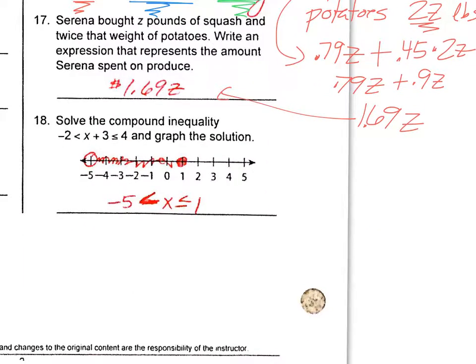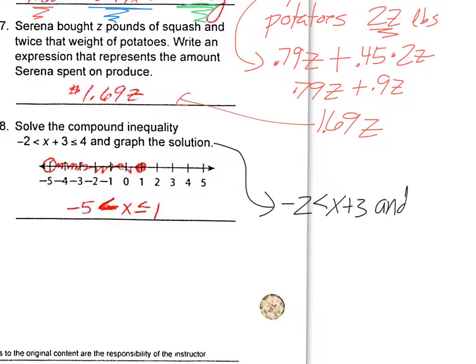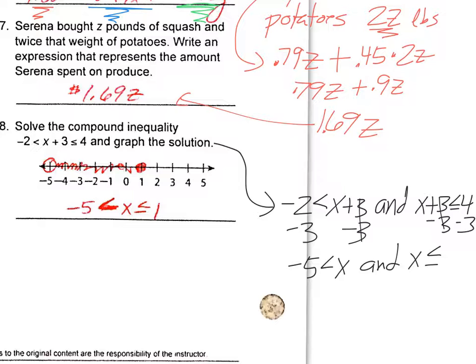All right, then number 18 says solve. Okay, so going back to our notes for this compound inequality, one of the things I told you, when it's together, it's an and, but when I solve, I'm going to split it up. So that and, I'm going to slide this over a little bit further here, and then x plus 3 is less than or equal to 4. So I'm going to subtract 3 from both sides. That's going to give me negative 5 is less than x, and subtract 3 from both sides here. X is less than or equal to 1.